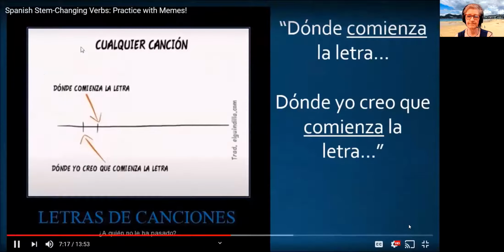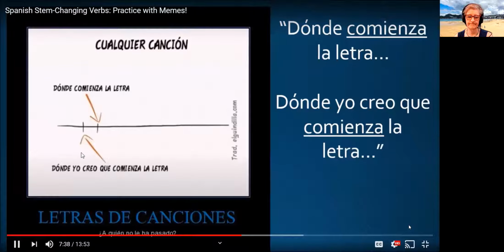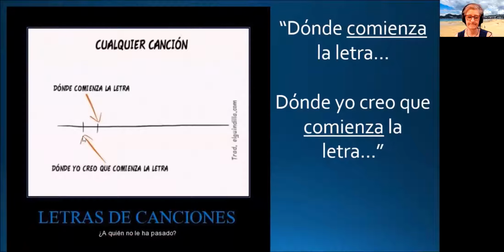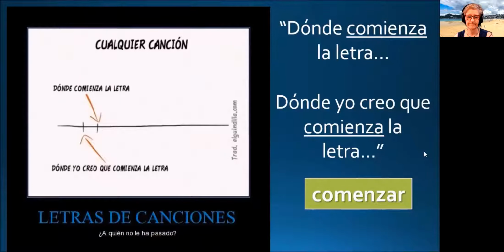Here we have a graphic. It says cualquier canción, any song, donde comienza la letra. Here's where the lyrics start. Comienza, start. Donde yo creo que comienza la letra. So where I think that the lyrics start. So, comienza, start, so our infinitive will be comenzar, to start. So once again, we have an E to IE stem changing verb, comenzar, comienza.